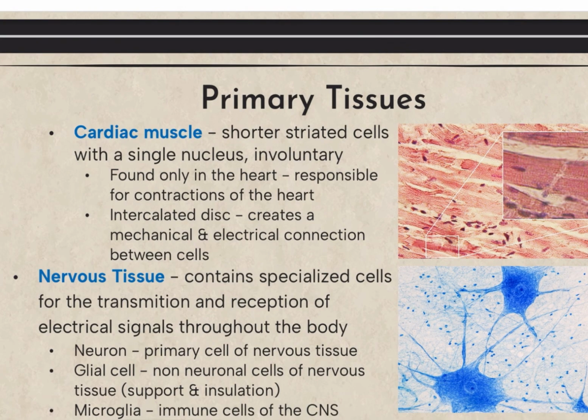And then for our nervous tissue, it contains specialized cells for the transmission and reception of our electrical signals all throughout the body. So when you have a feeling, whether something is hot, whether something is cold, hurts, doesn't hurt, all of those are from our nervous system tissue. So it's made up of neurons, which is the primary cell of nervous tissues. Our glia cells, which are non-neural cells of the nervous tissue, but they're for support and insulation. And then our microglia, which helps with the immune system of the central nervous system.